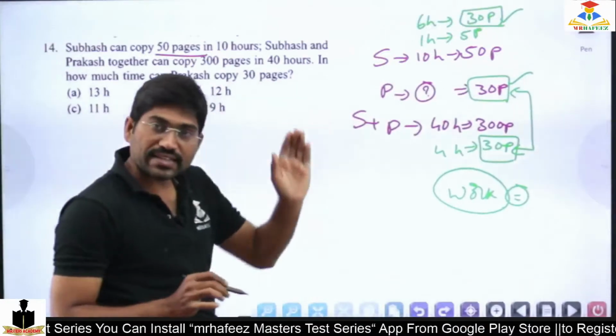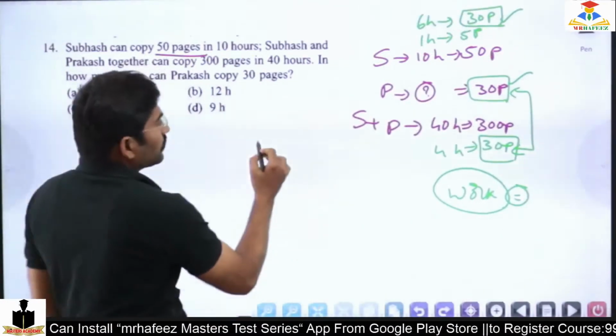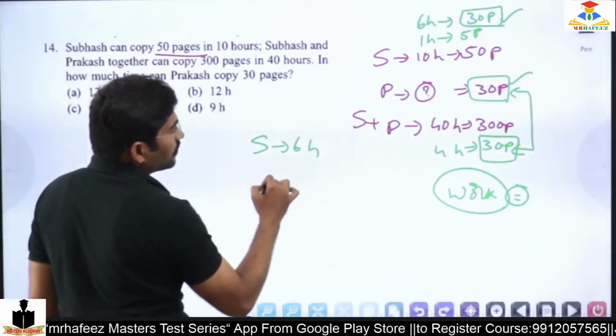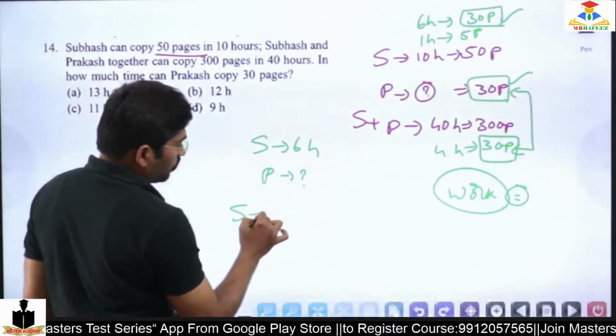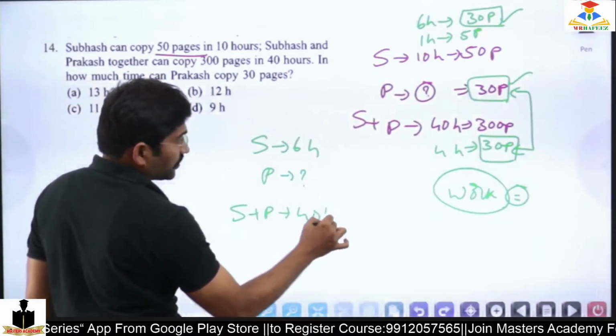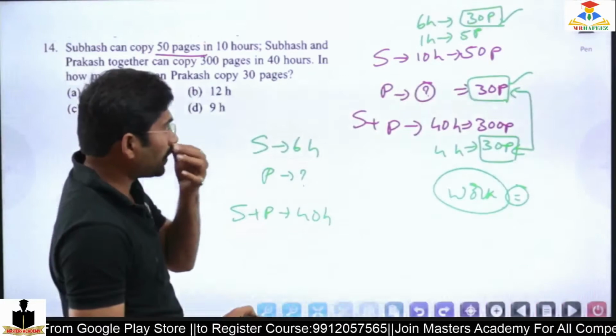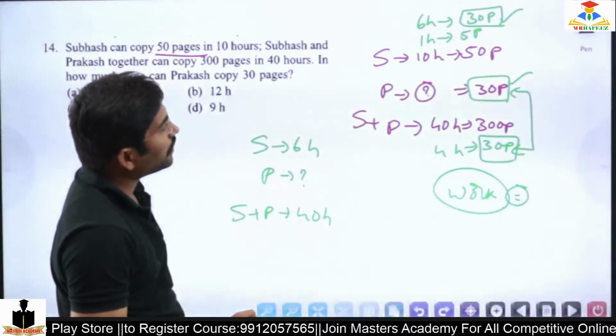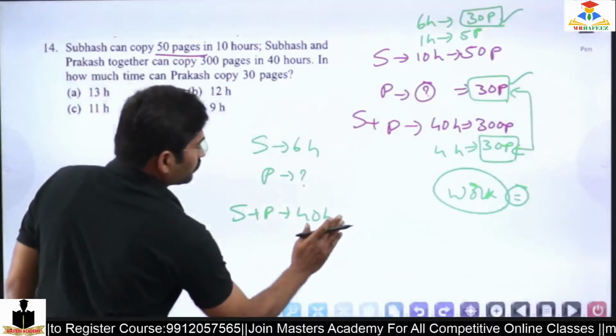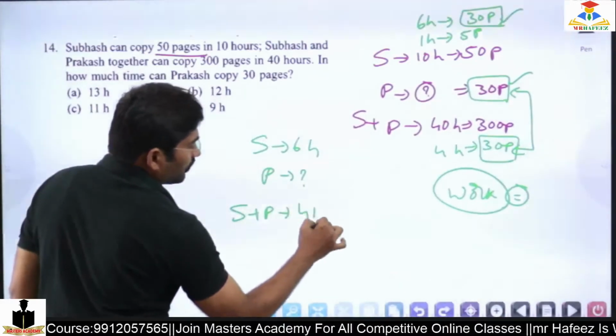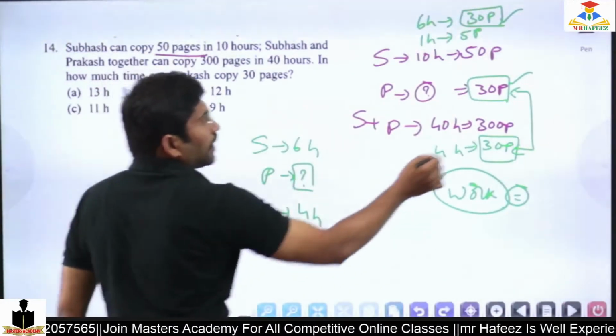Now it is very simple for me to calculate. Subhash in 6 hours, Prakash in how many hours? Subhash plus Prakash in 4 hours. Subhash and Prakash in how many hours? No, 4 hours. In 4 hours. So this is the question.